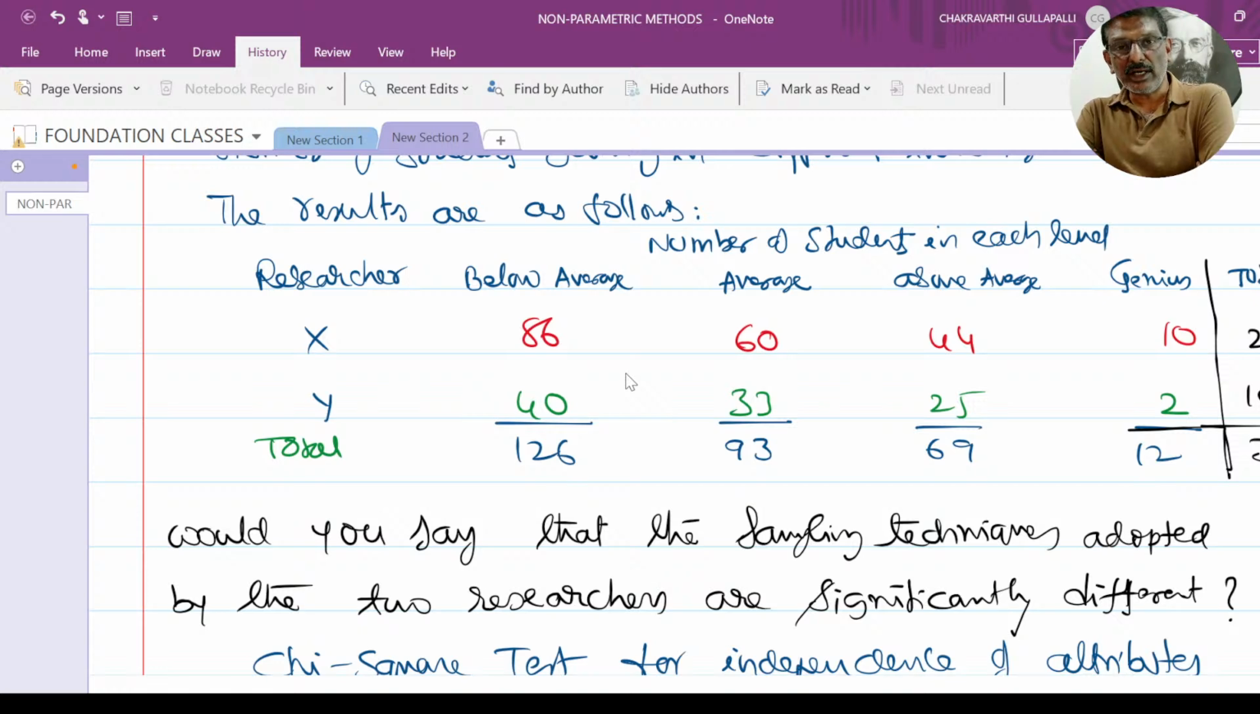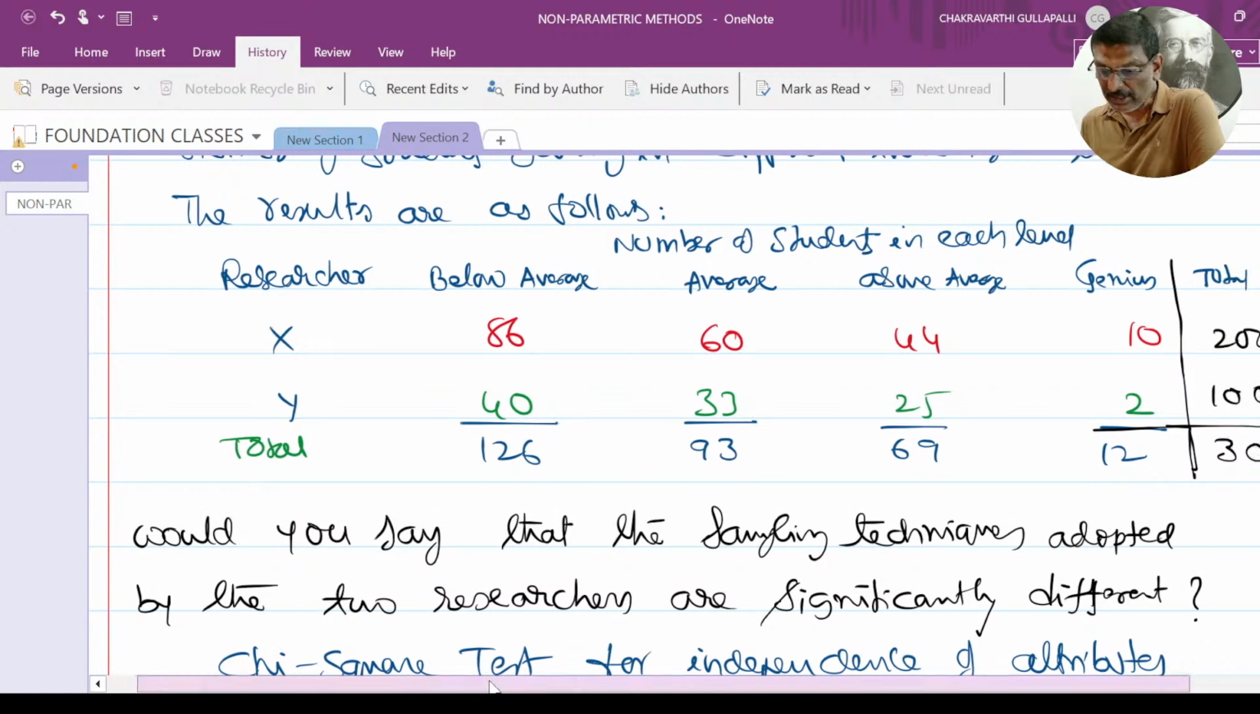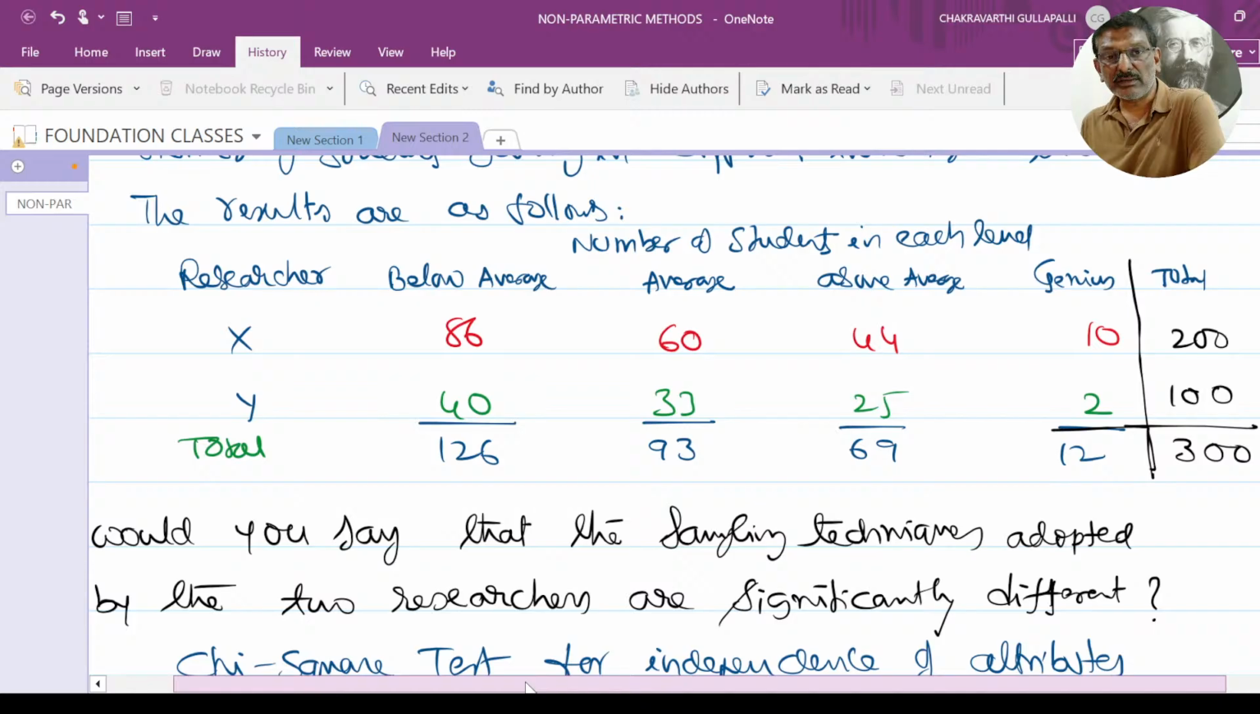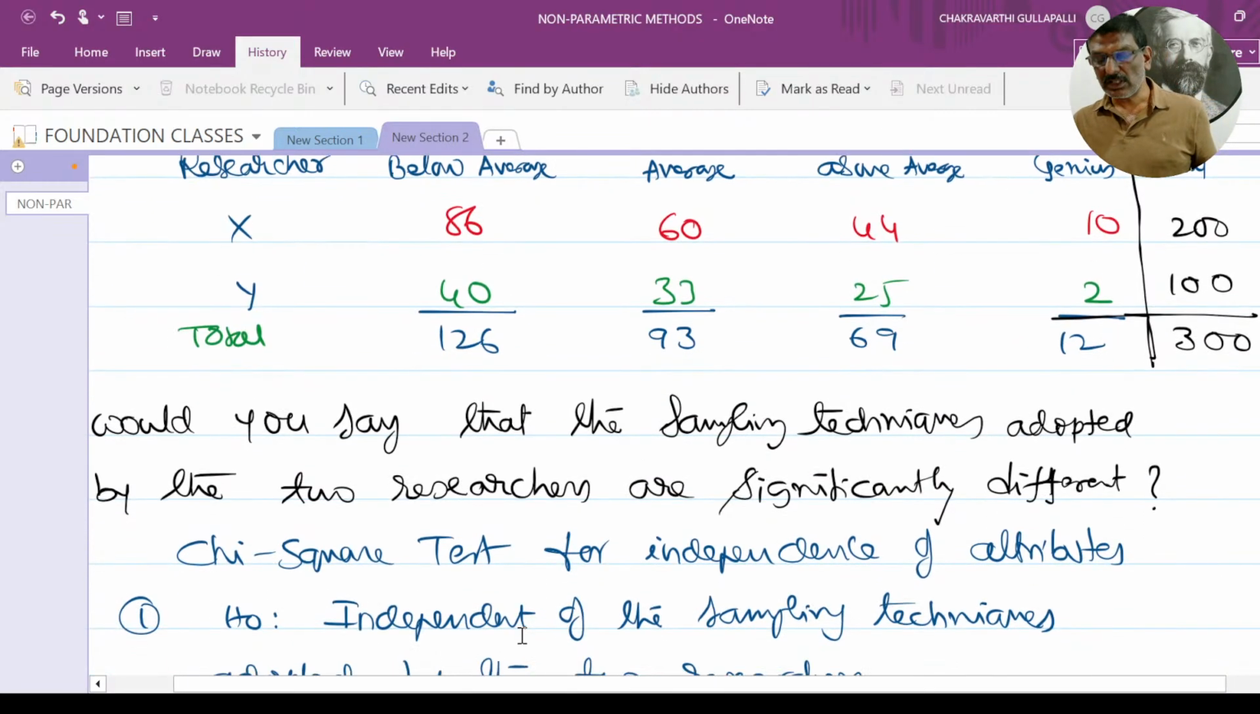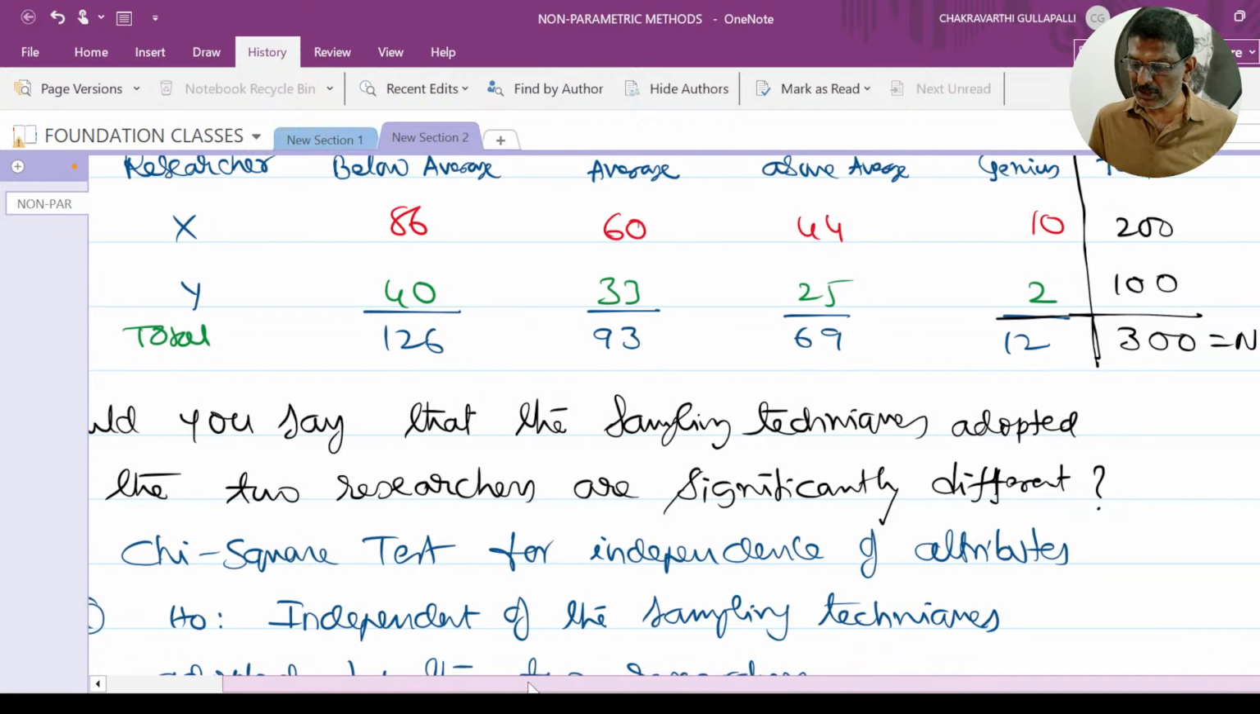Researcher X and Y, there are two researchers and two different classifications are there. One is researcher classification, other is number of students in each level here. So different levels are there. First level is below average, average, second level, third level is above average, finally genius. So data is collected from the sources here. So now this is the problem here. First of all, you have to find the row totals, and next you have to find the column totals. Sum of the row totals will be equal to sum of the column totals. That total is equal to 300.